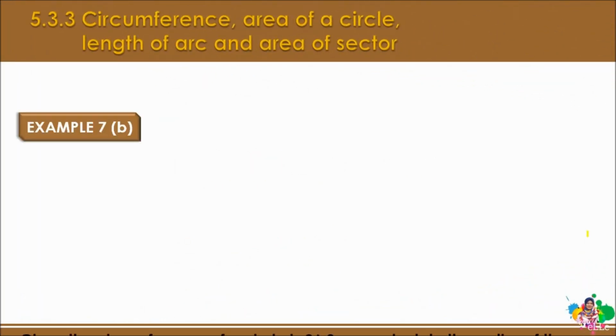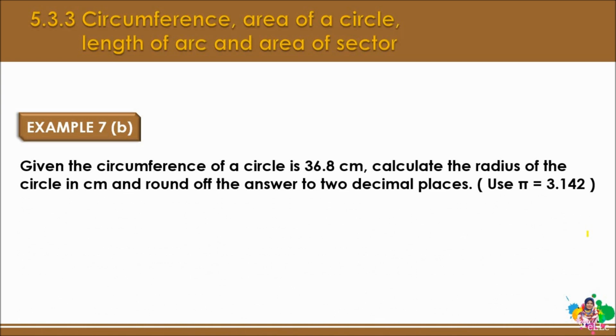Alright, next. In example 7b, given the circumference is 36.8. So this one is the value of circumference. Calculate the radius of the circle in centimeter and round off the answer to 2 decimal places. Use pi equals 3.142.